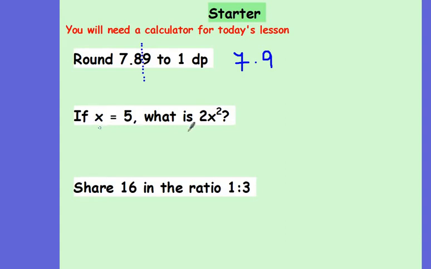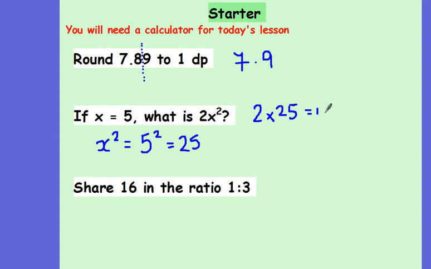For the second question, if I'm substituting, wherever I see an x, I now need to write the number 5. So if I've got x squared, that now becomes 5 squared, which is 5 times 5, which gives me 25. So Beatrice, what's 2 times x squared? 50, exactly. We've got 2 times 25, which will give me 50.